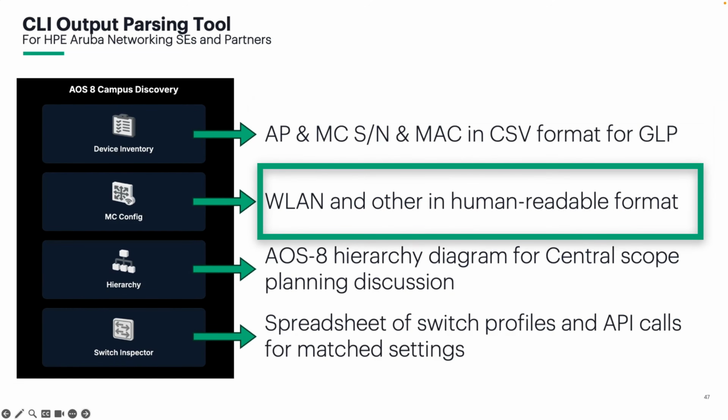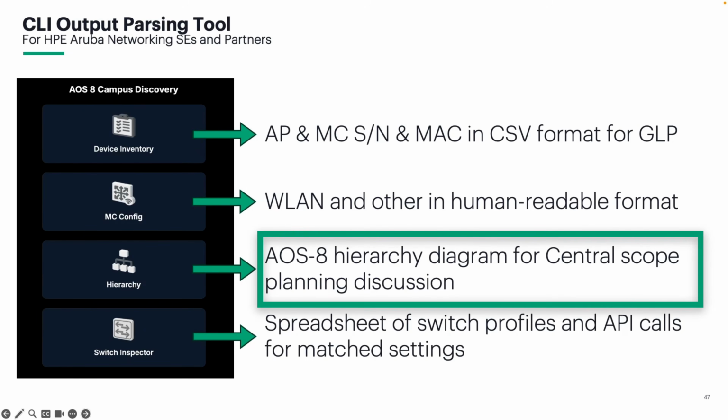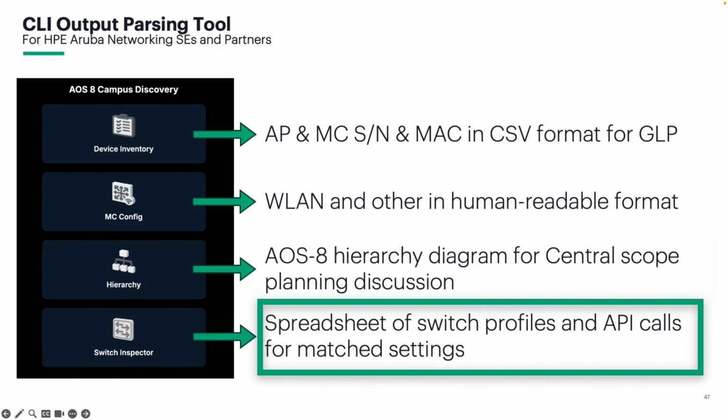MC config will give you RF, WLAN, and other information in a human-readable format. The hierarchy workflow will provide an AOS 8 hierarchy diagram for Central scope planning discussion. And the switch inspector workflow will provide a spreadsheet of switch profiles and API calls for the matched settings, as well as a text file for all of the different lines in the config that did not match.